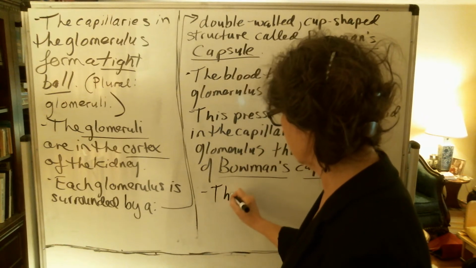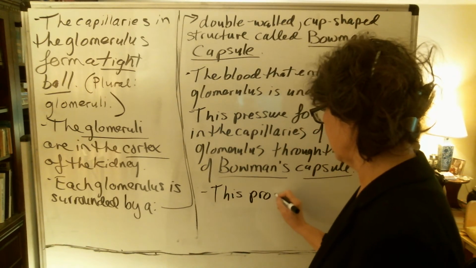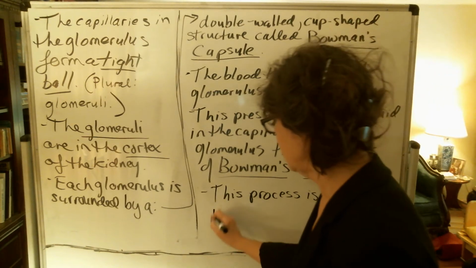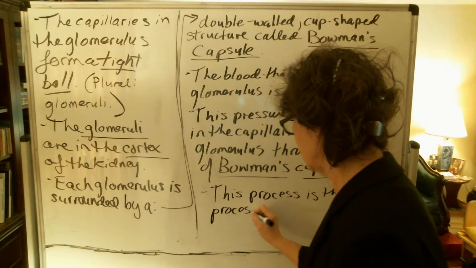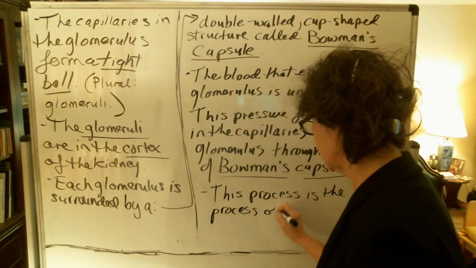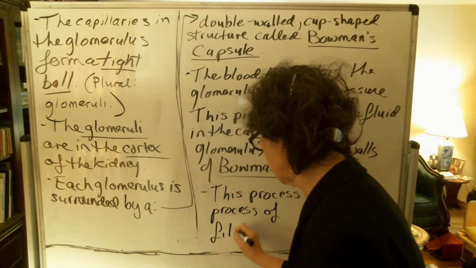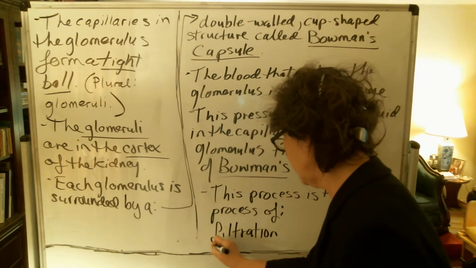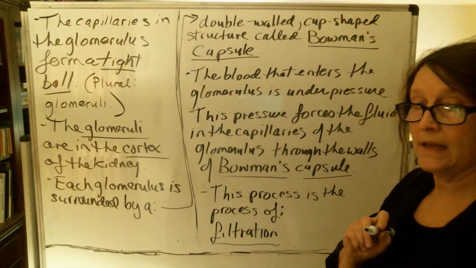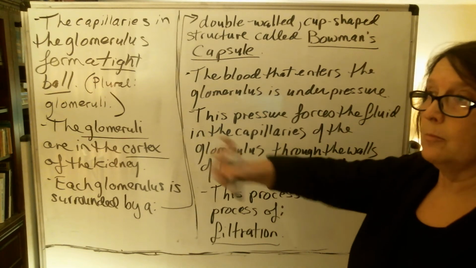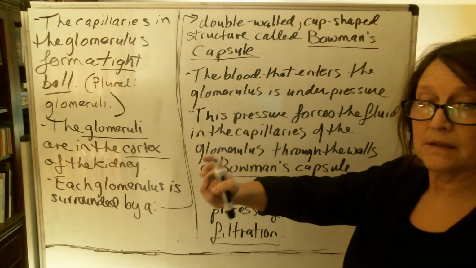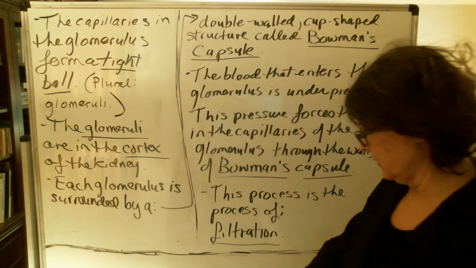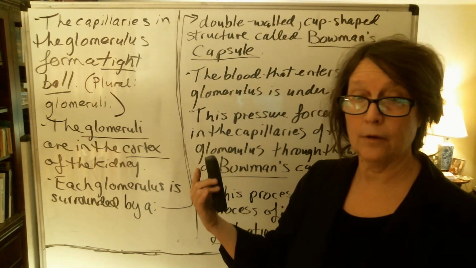And this process is the process of filtration. So as the blood in those capillaries moves through those membranes that make up Bowman's capsule, that blood is being filtered. That's filtration, the filtration portion of urine production.